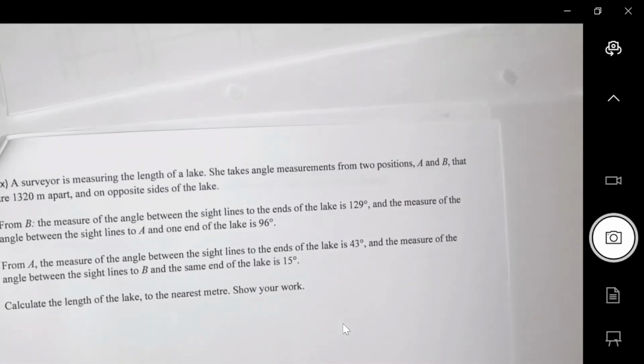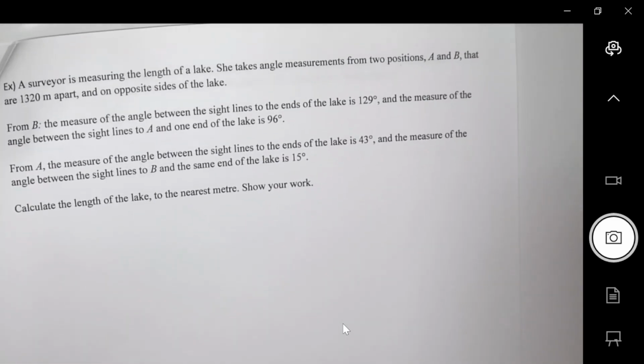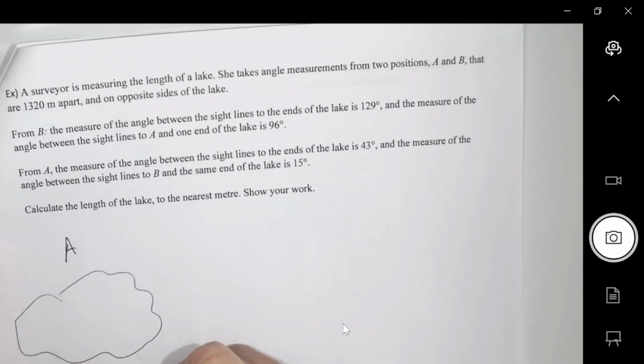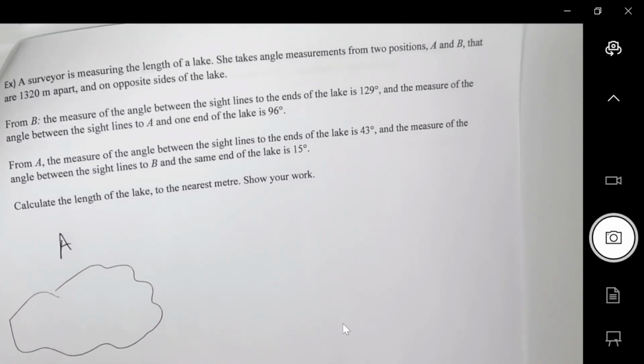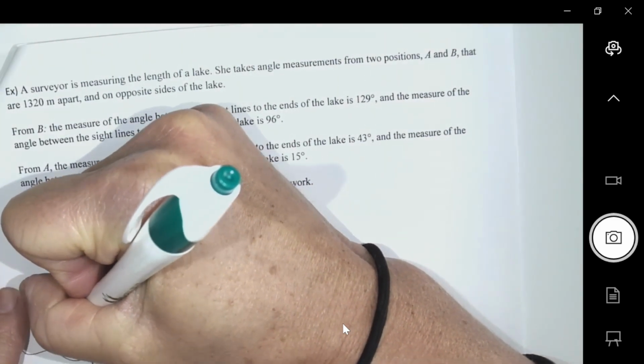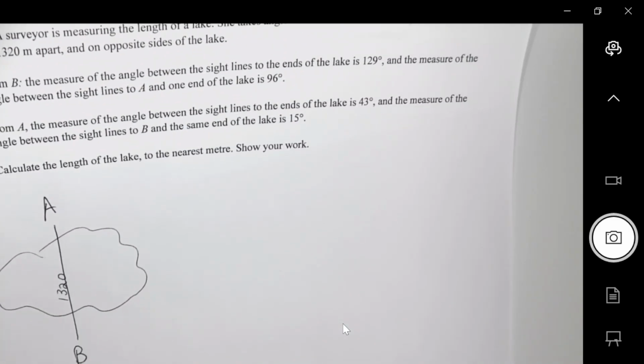Okay, a surveyor measuring a lake. We have A and B on opposite sides of the lake, and we know that they're 1320 apart.